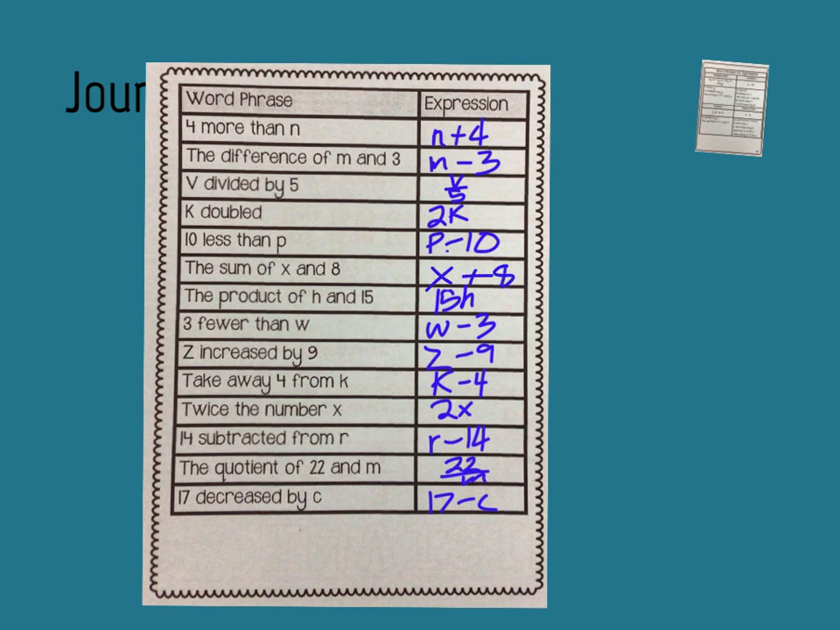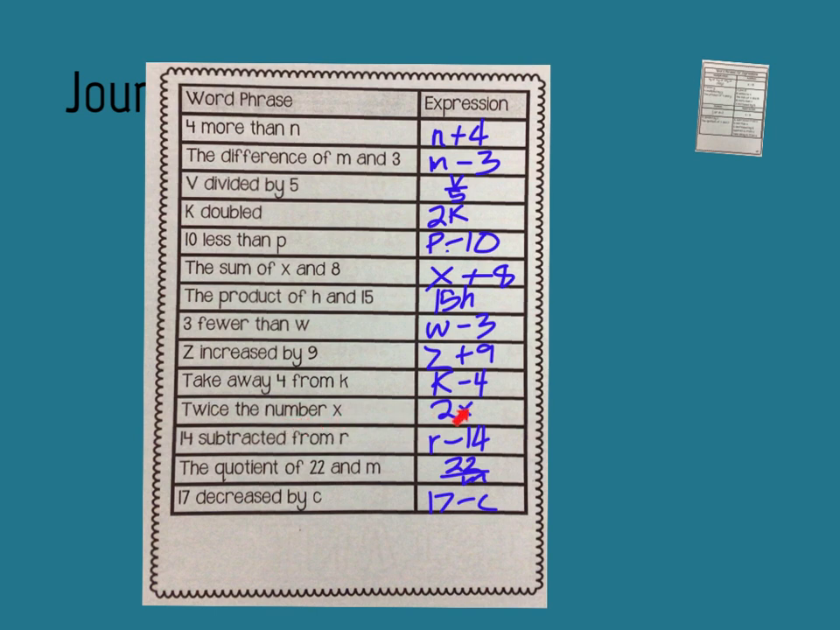Okay, the next one, the product of h and 15. I know that the h is before the 15, but the proper way when we're writing these expressions is to do the number and then the variable, making our coefficient. So 15h. 3 fewer than, again, another one with the than. So we'll see how I flip those around. So w minus 3. Z increased by 9 is z plus 9. Then we have take away 4 from k. Well, what did we start out with? We started out with a k, and then we took 4 away from it. So we started out with the k minus 4.